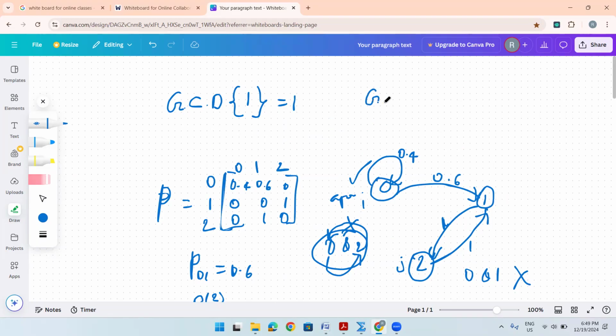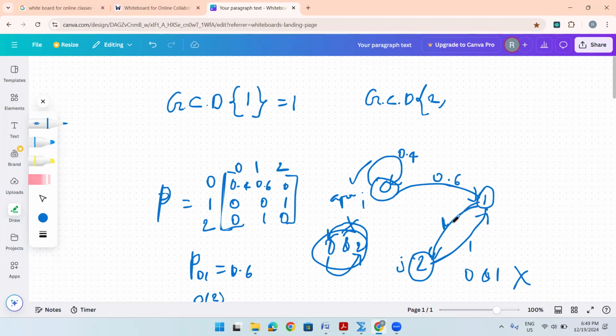Now I'm checking the periodicity of state 1. From 1, we cannot go to 0, but we can move to 2 and return back. In how many state transitions? Two. Wherever we start, we have to return back. We have to find all such paths. Is there any other path? It seems there is no other path, but there is.